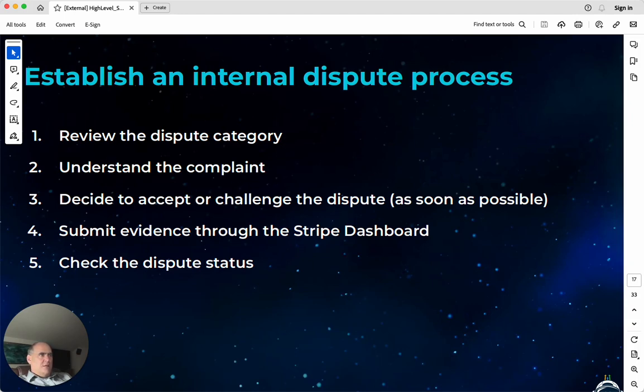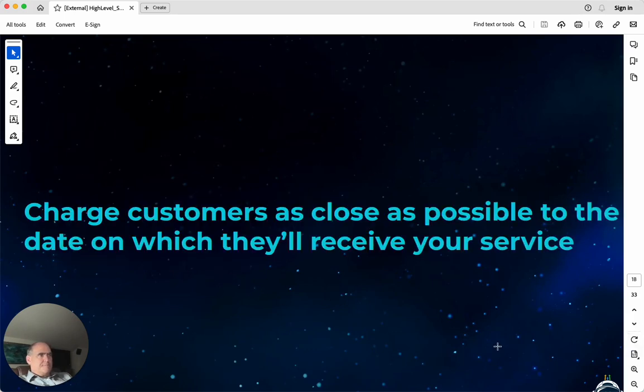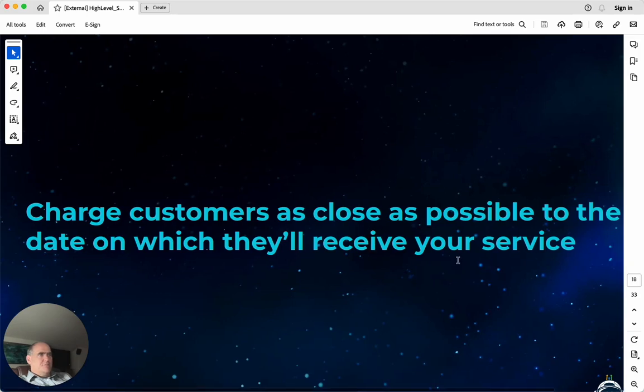You want to plan to challenge or dispute as soon as possible. Right there, submit evidence to the Stripe dashboard, and then check the dispute status. There'll be a link later on where that dispute status is. Charge customers as close as possible to the date which they receive your service. So that just keeps it kind of congruent in their head, kind of correlated to the event of the service and the event of the charge. It'll all line up in their head a little better.